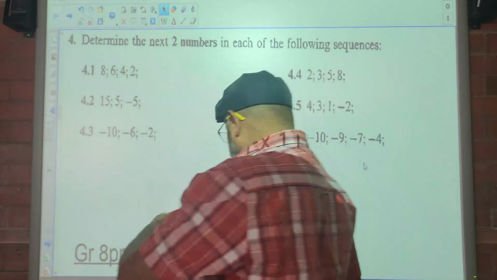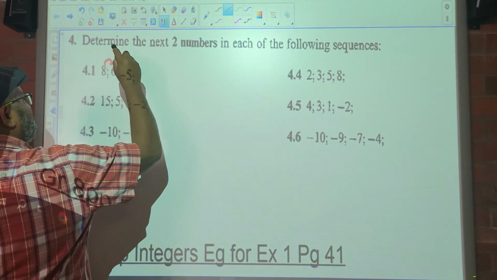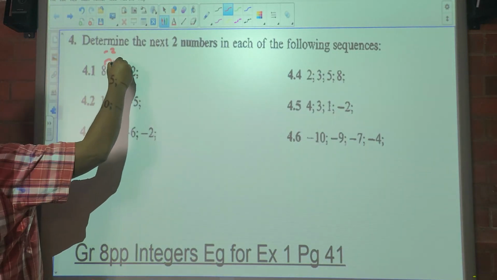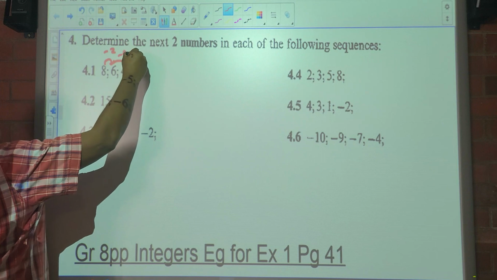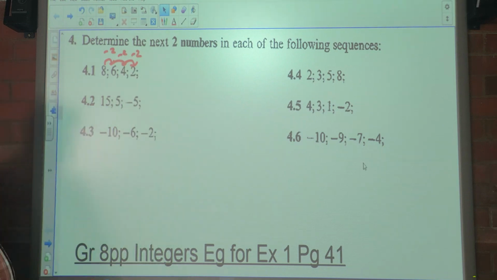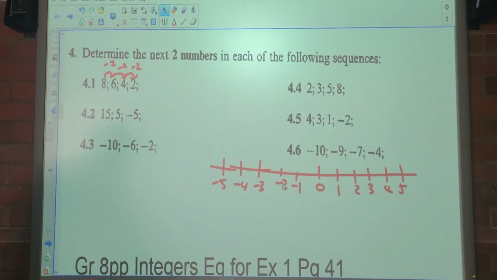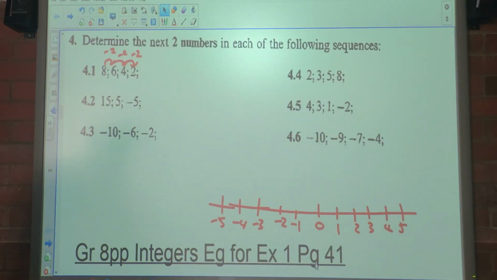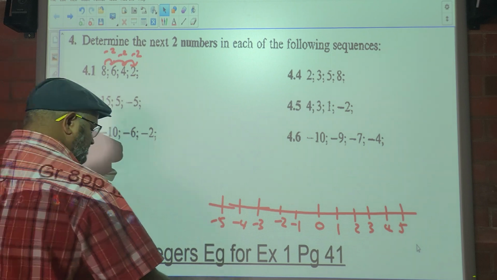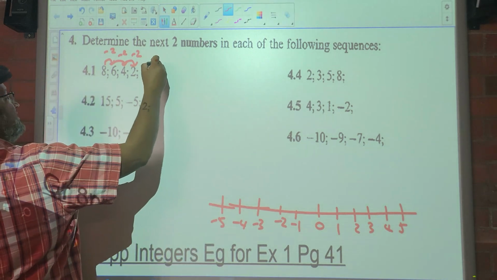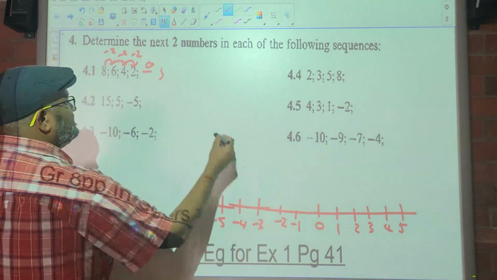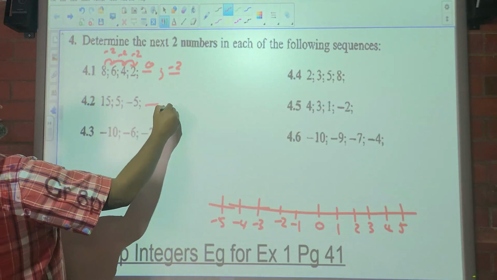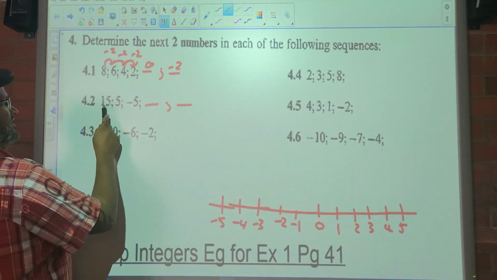Okay. Now how do I move from one term to the next? We're subtracting 2, not so? If I look at our number line, and I'm standing on 2, what's 2 minus 2? 0. So the next number is 0, and 0 minus 2? Negative 2.